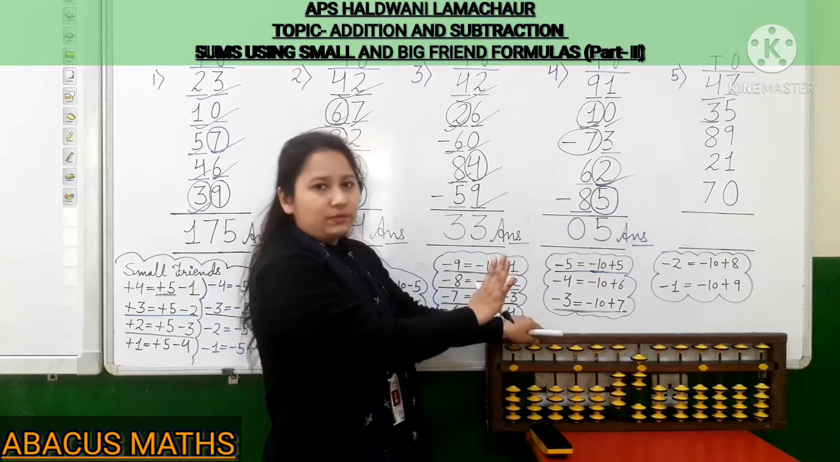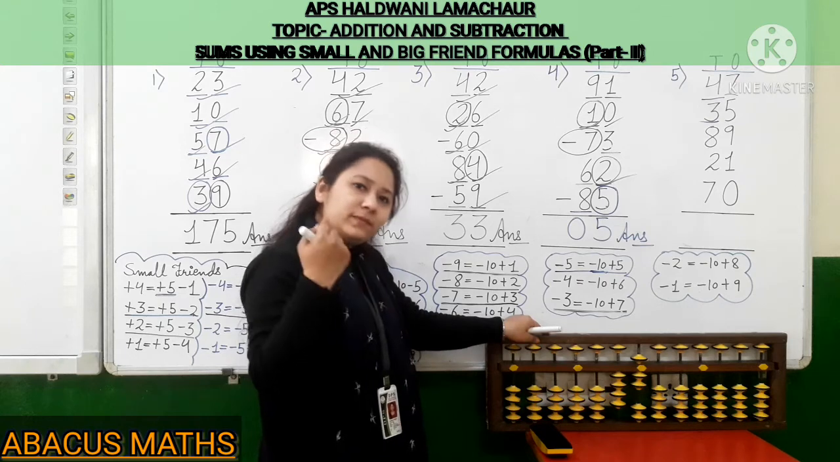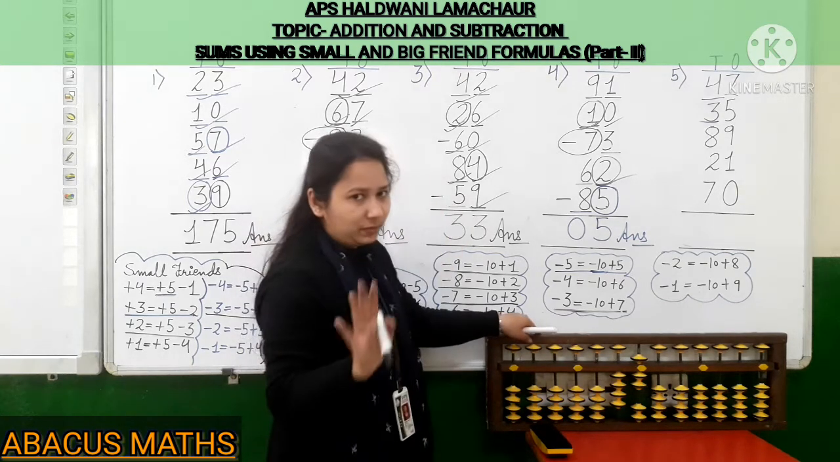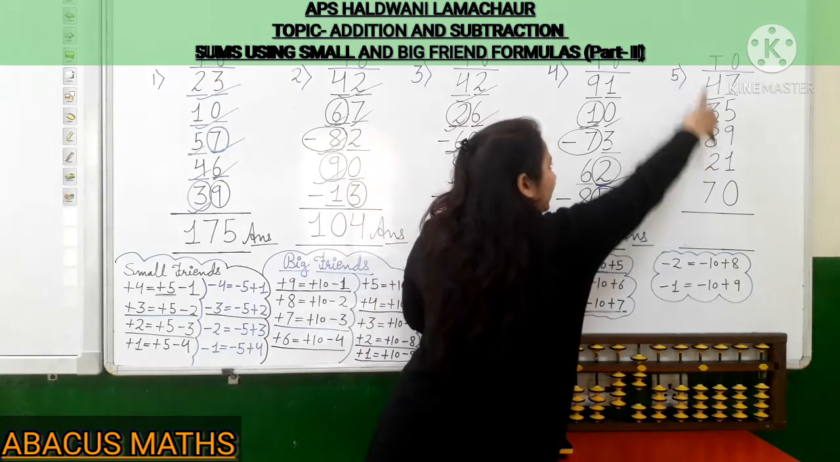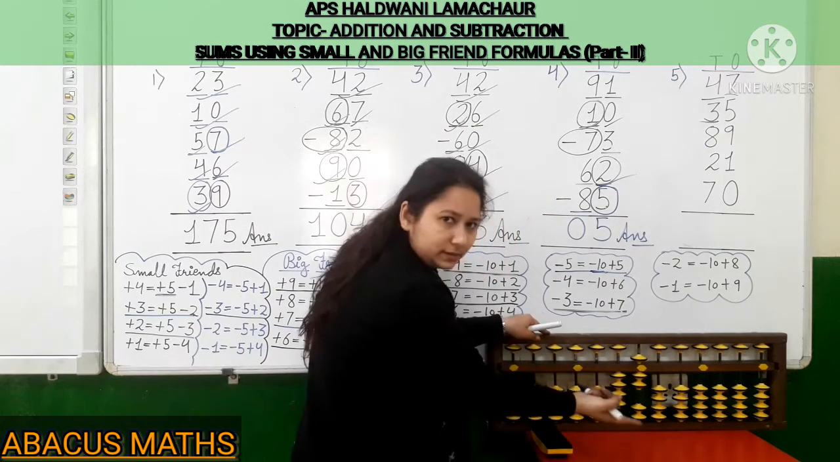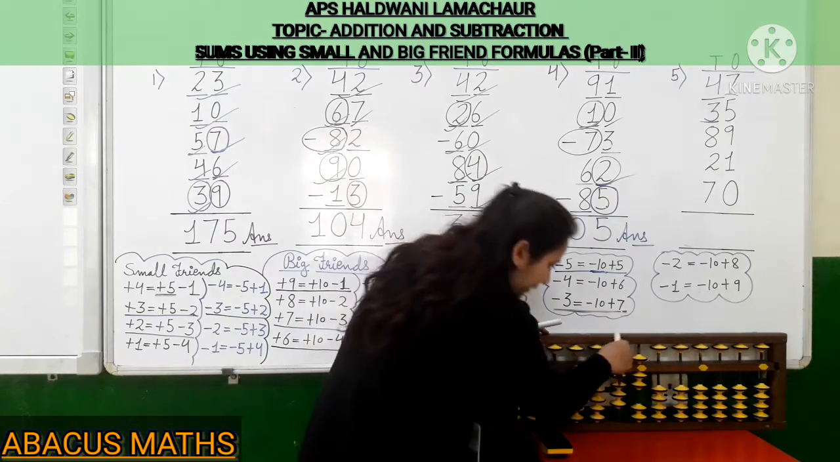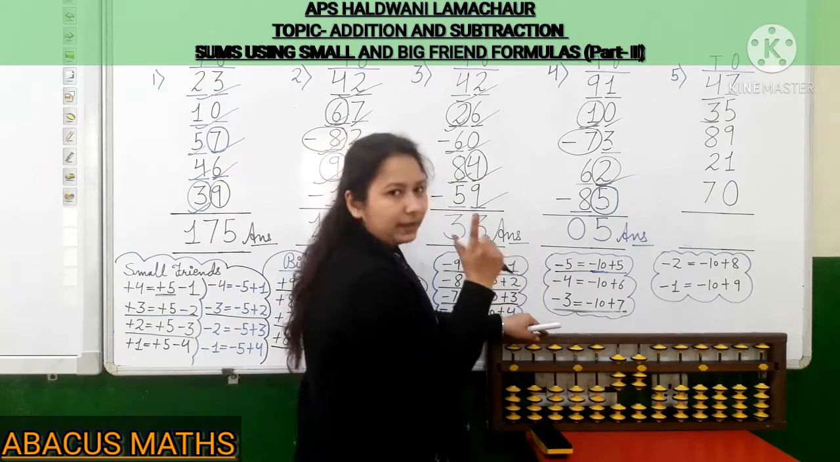So you have to learn the formulas. Now we will not see the formulas. The last sum we will do orally without seeing the formulas. You also have to do the same. Now for adding 3 in the 10's rod, here, the bead is not there. So for 3 the formula is plus 5 minus 2. Small friend formula we can apply.